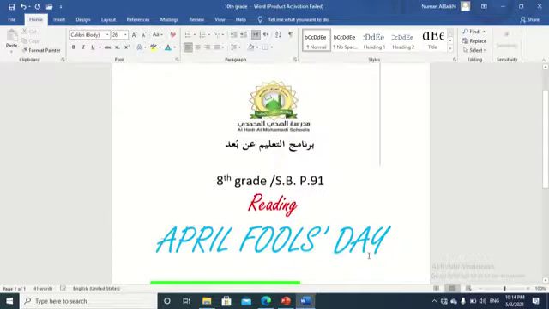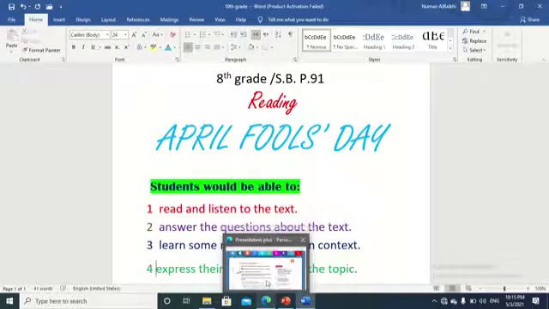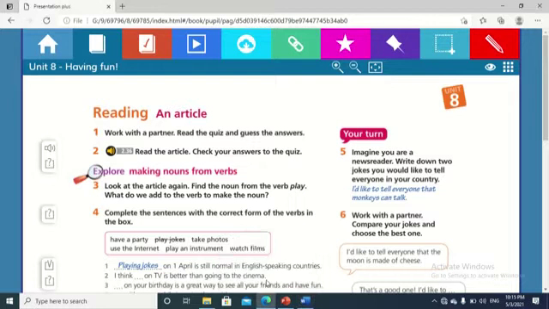April Fool's Day. So, of course, in this lesson, students will be able to read and listen to the text, answer the questions about the text, learn some new vocabulary in context, it means through reading, and of course, the most important, to express their opinions about the topic. Let's move directly to your student book. Here is on page 91.